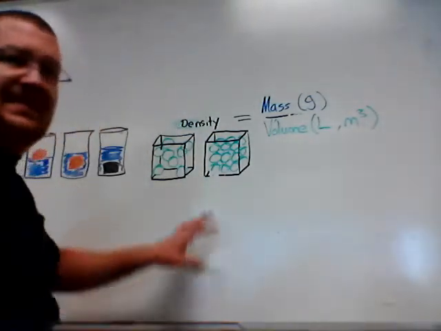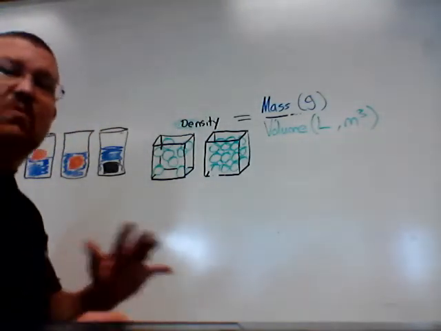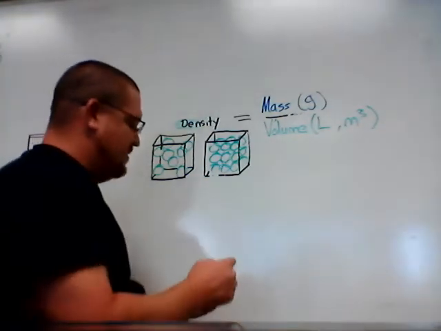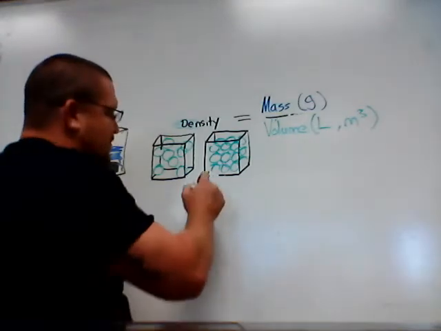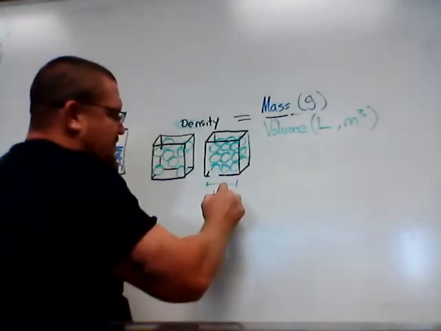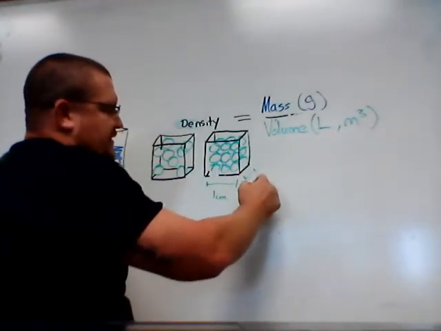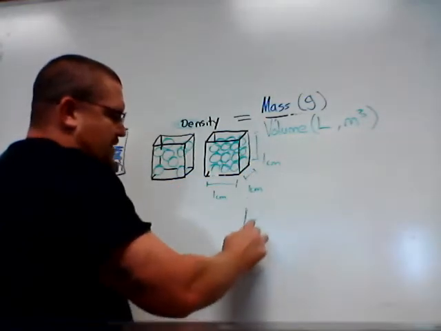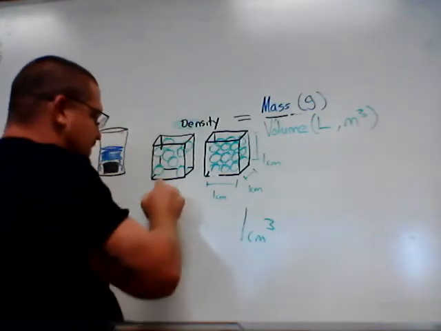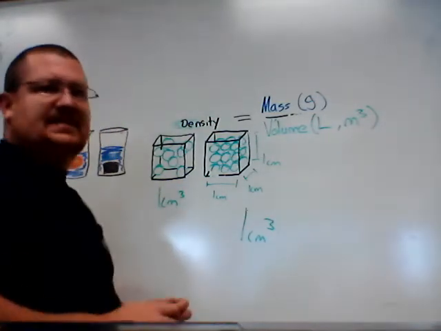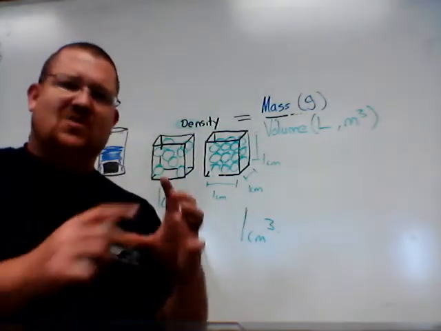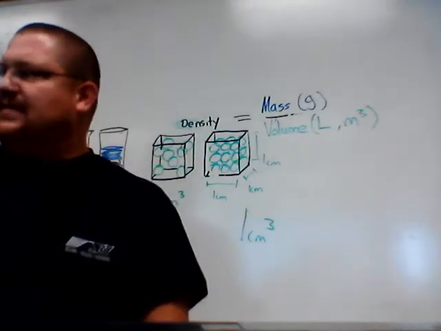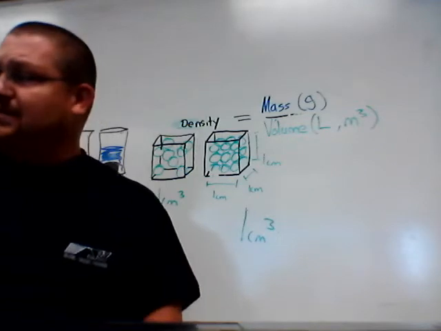So if we look at these two objects here, one is more dense than the other one. We'll say that this is 1 centimeter by 1 centimeter by 1 centimeter. So this is 1 cubic centimeter. This is also 1 cubic centimeter. So these objects, even if they're different, still occupy that same cubic centimeter of space in size. Well, so this is not actually a cubic centimeter.